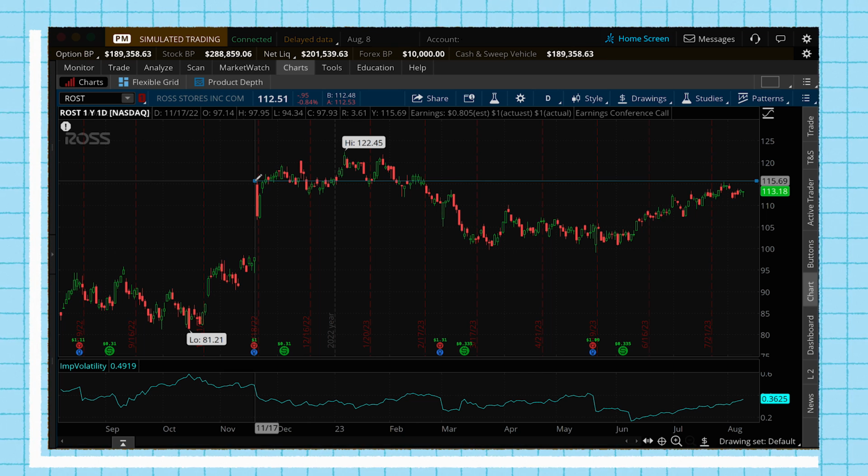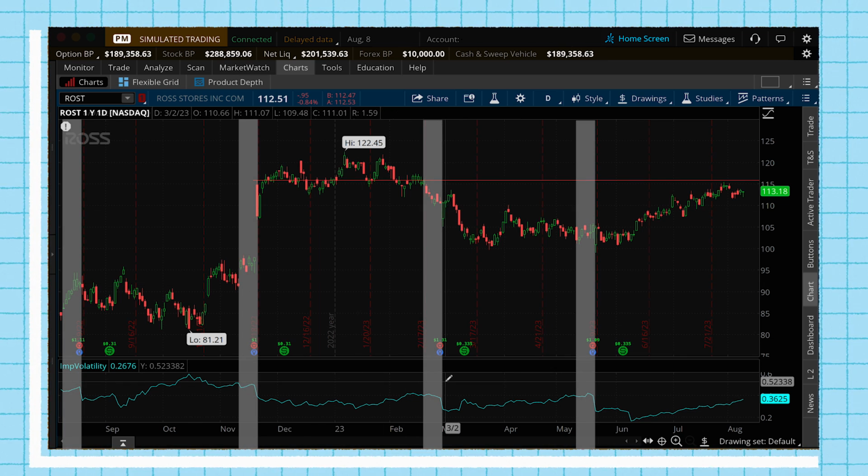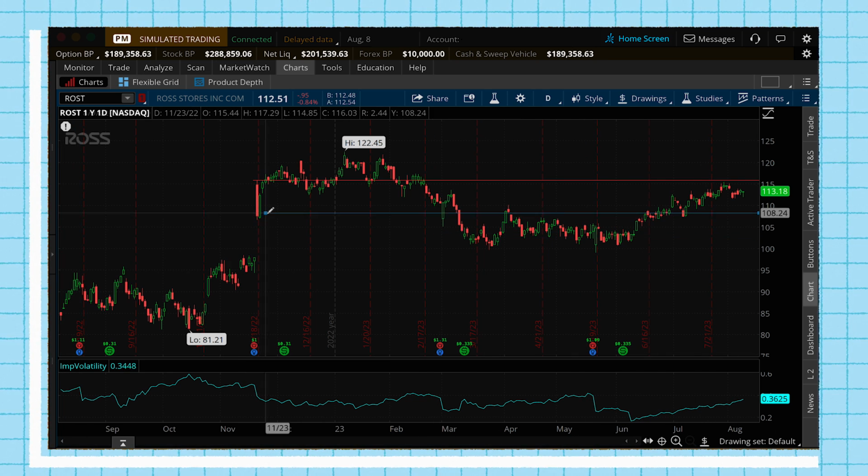According to the chart, volatility was on the rise, so I was hoping that trend would continue. Additionally, volatility has spiked ahead of many of the past earnings reports. But again, just because it's happened in the past doesn't guarantee it'll happen in the future. I chose the same 18th August 2023 expiration.